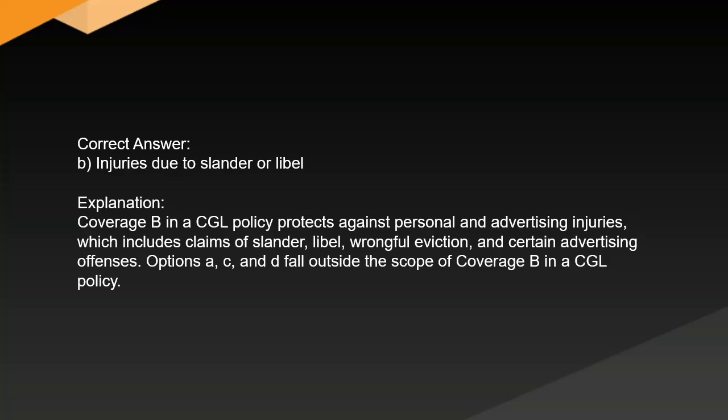Correct answer. B. Injuries due to slander or libel. Explanation. Coverage B in a CGL policy protects against personal and advertising injuries, which includes claims of slander, libel, wrongful eviction, and certain advertising offenses. Options A, C, and D fall outside the scope of coverage B in a CGL policy.